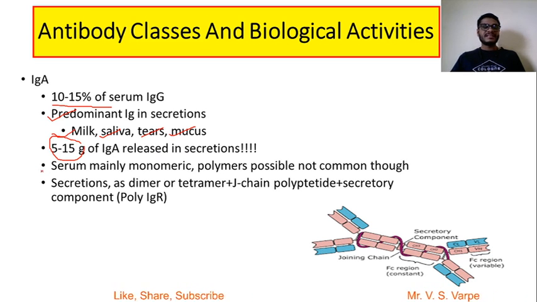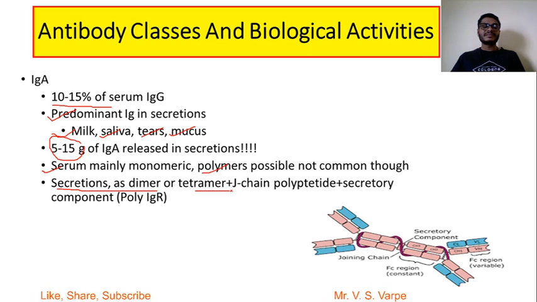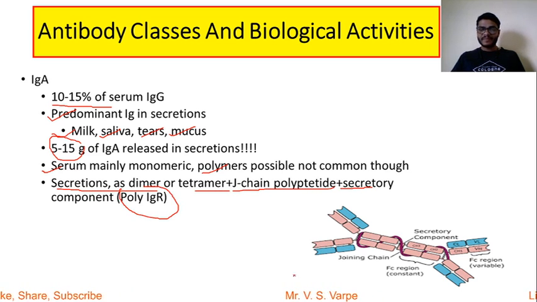In serum it is mainly monomeric. Polymers are also possible, but not common. In secretions it occurs as dimers and tetramers, with a J chain polypeptide and secretory component, and that's why we call it here the poly IgR. Okay, this is a structural representation.